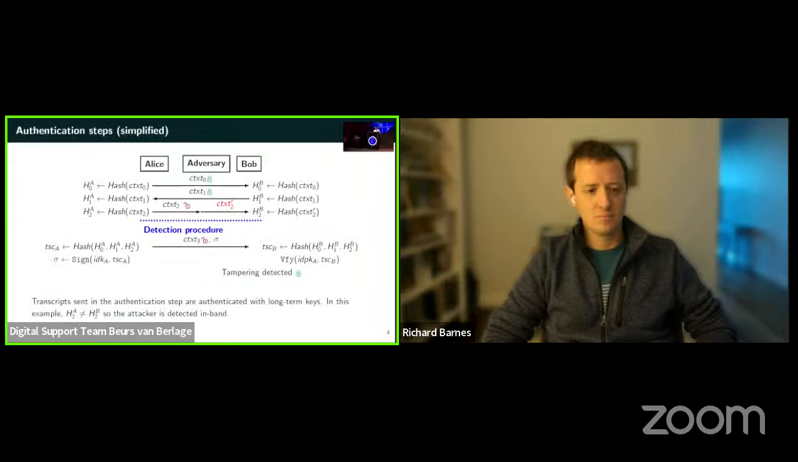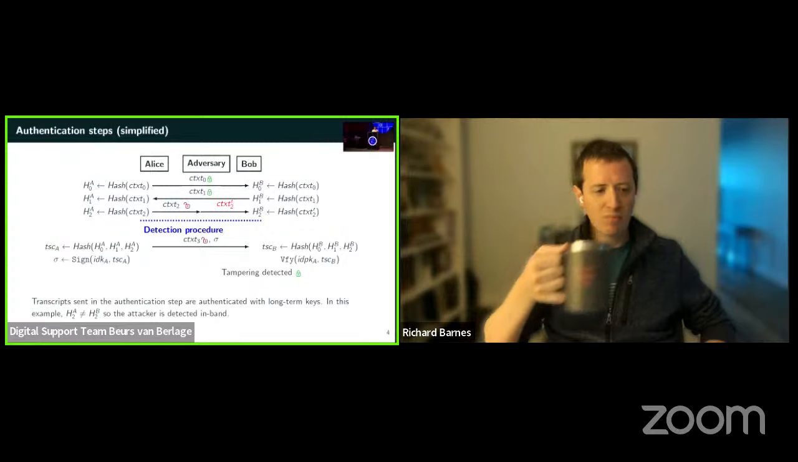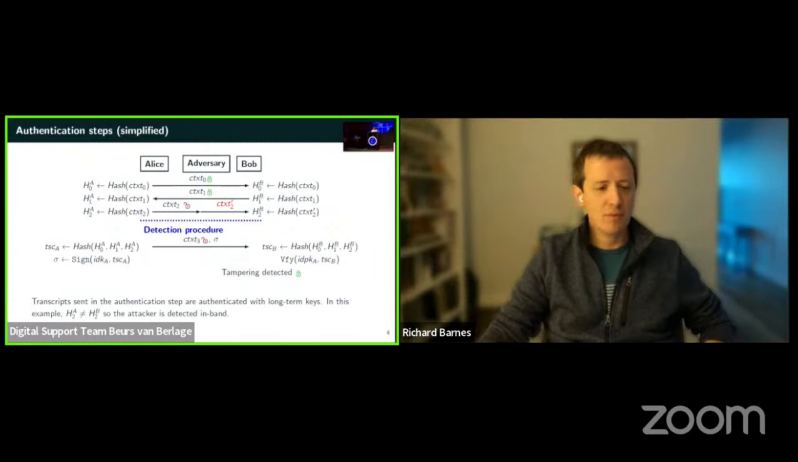So the core of our method is authentication steps. Those are detection procedures that happen regularly during the communication and which will leverage the identity keys of users. So in this example, there is an adversary between Alice and Bob, which has managed to inject a message. But at some point, Alice and Bob will have this detection procedure that will try to detect if there has been an active adversary in their communication. And to do that, they create a transcript, which is basically a series of ciphertexts that they may hash to save space. And Alice will sign this transcript using her identity key and send the signature to Bob.